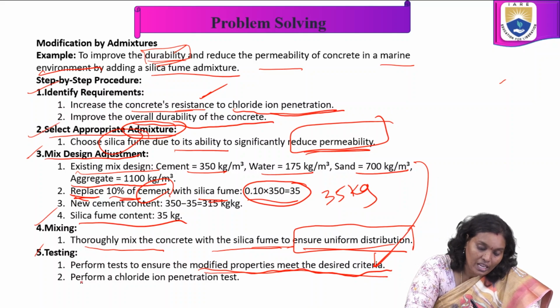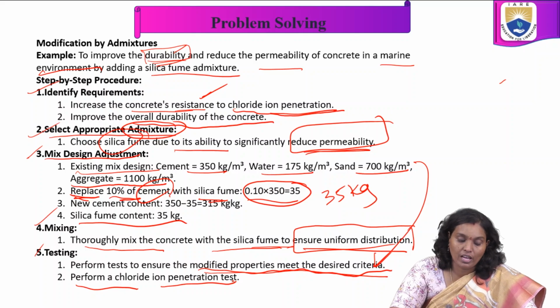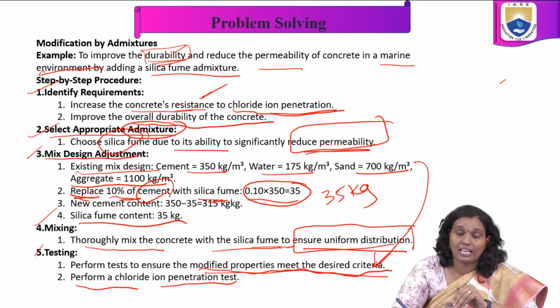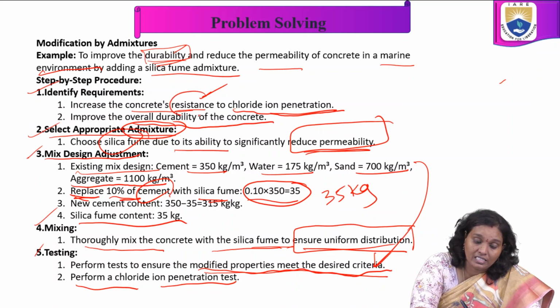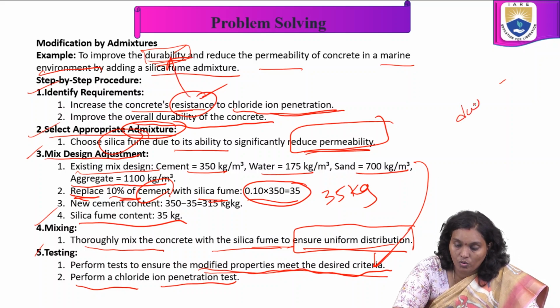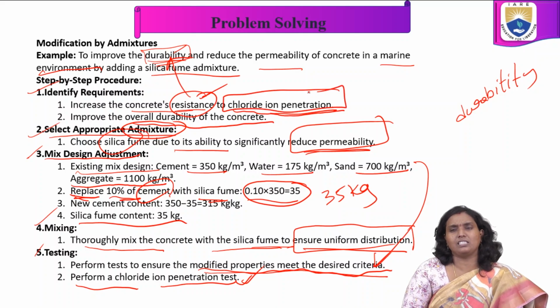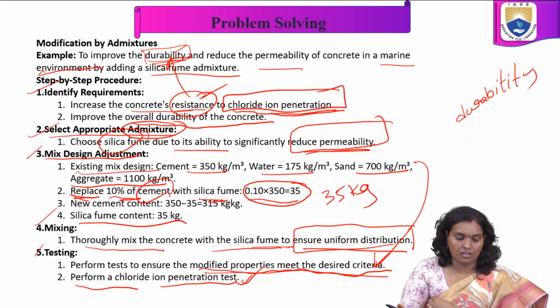Now perform a chloride ion penetration test, for resistance to corrosion from the durability point of view. From the durability point of view, we introduce this ion penetration test because of increasing the concrete resistance. The chloride ion penetration test is a requirement which we do.